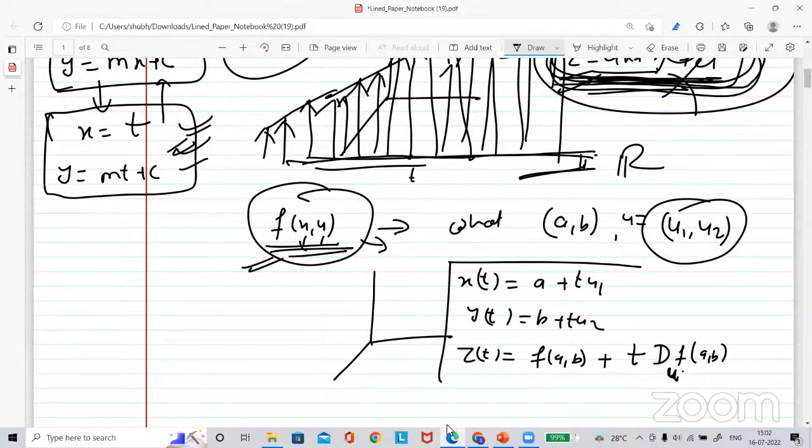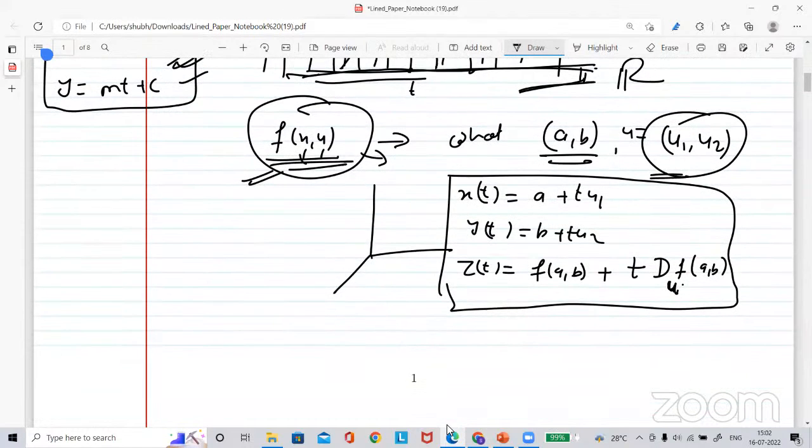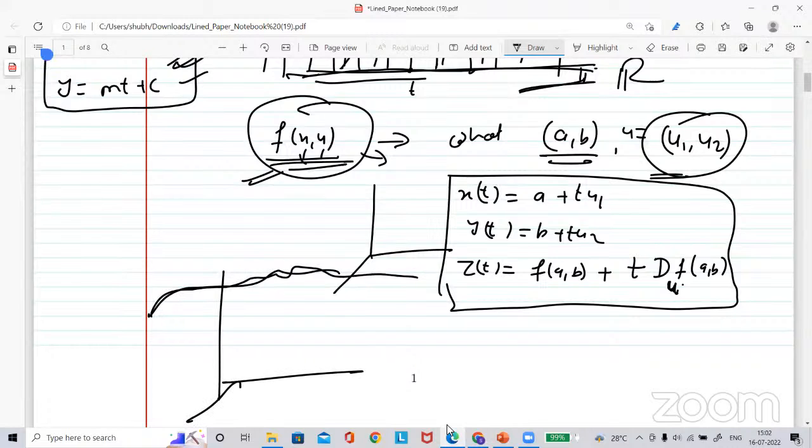This is the formula: the tangent line at point (a, b) in the direction of (u1, u2). What do we mean by this? Suppose we have this function, and at this point we want the tangent line in this direction.